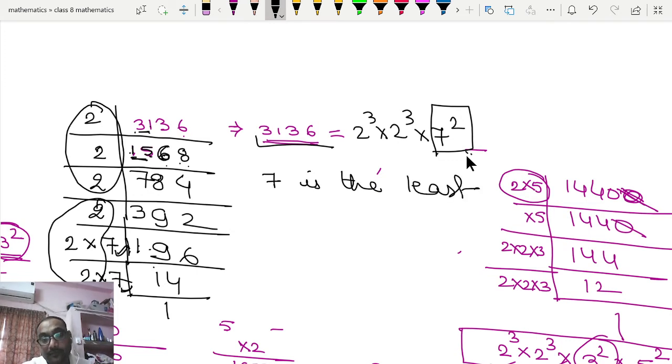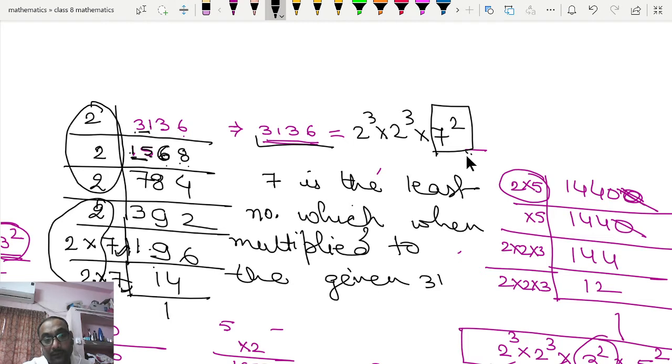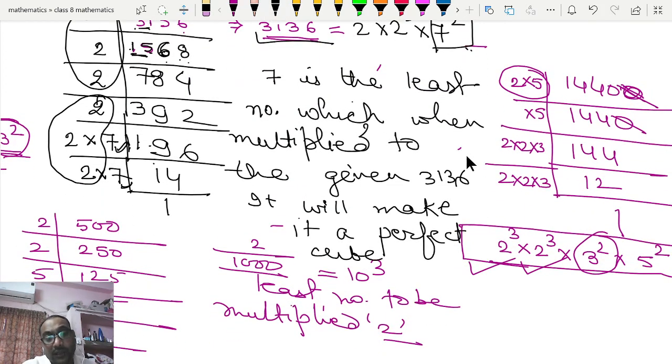So you can write 7 is the least number which, when multiplied to the given number 3136, will make it a perfect cube.